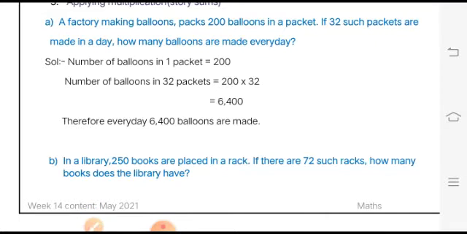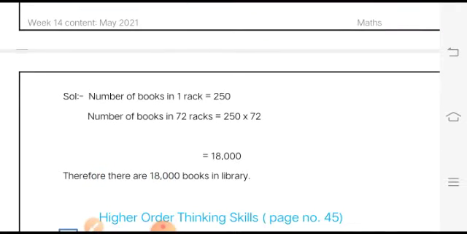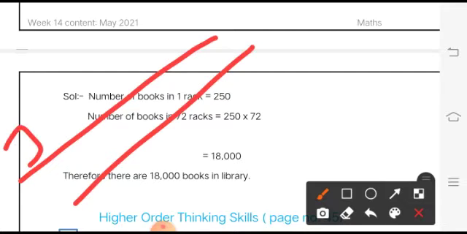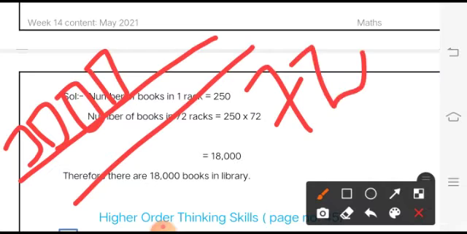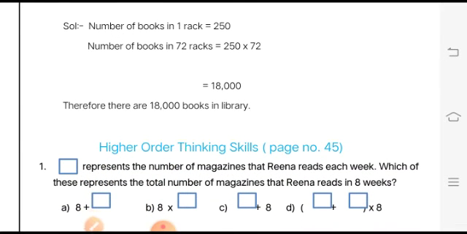Next question is, in a library, 250 books are placed in a rack. If there are 72 such racks, how many books does the library have? We are supposed to calculate the total number of books. That means each rack contains 250 books and there are 72 such racks, so we will calculate the product of these two to get the total number of books, that is 18,000 books in the library in total.